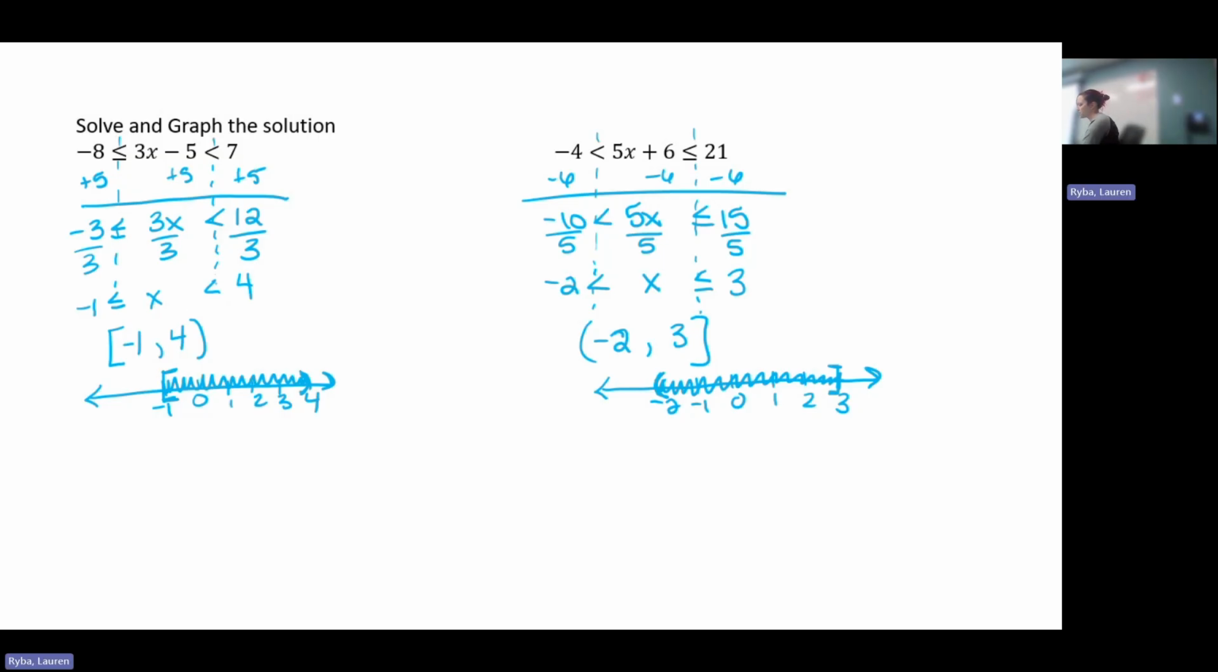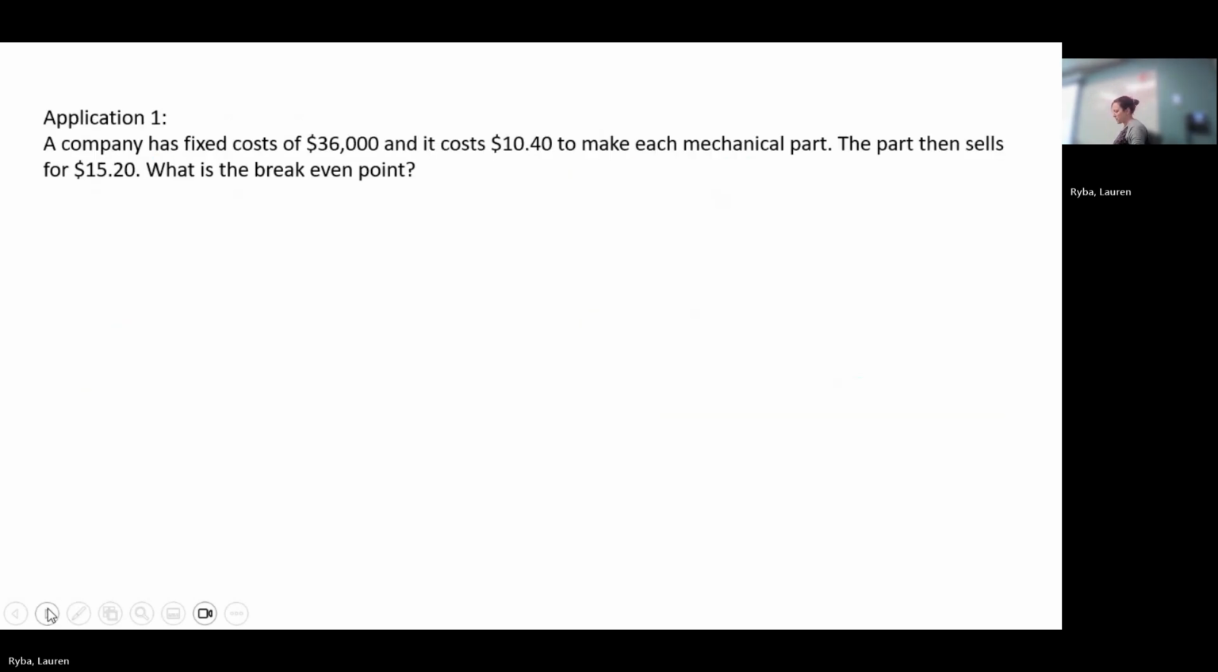All right. So an application problem says a company has fixed costs of $36,000 and it costs $10.40 to make each mechanical part. The part then sells for $15.20. What is the break-even point?